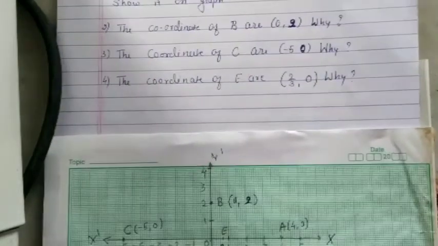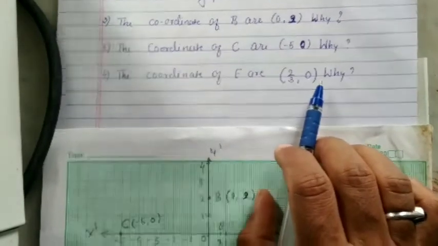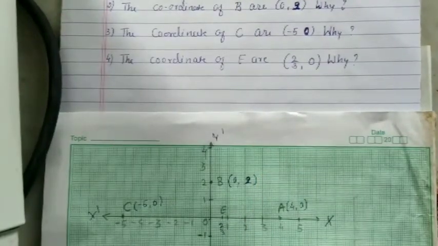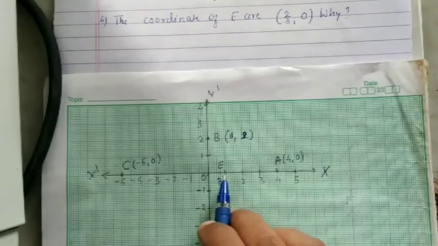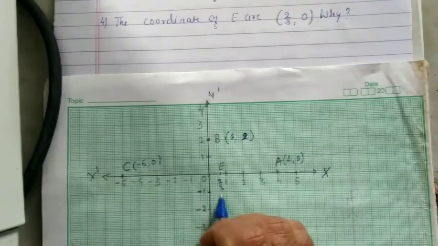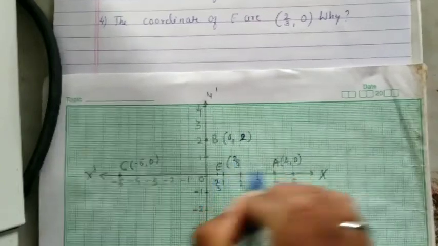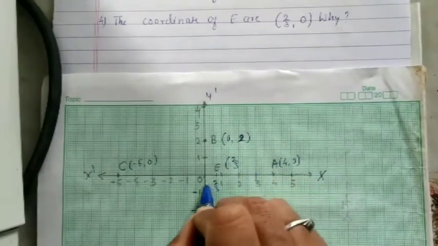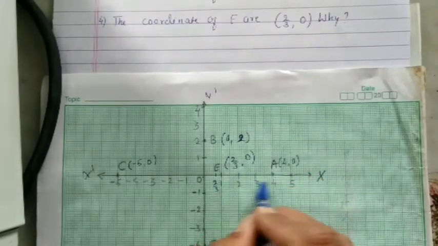Now the last question: the coordinates of E are 2/3 and 0. So how can you show 2/3? That is a fraction value, right? So you have to divide them. If you divide 2 by 3, what do you get? 0.6. So in 1 unit there are 10 lines, and among those 10 lines you have to place this value at the 6th line, and that is 2/3. So the value of E is 2/3. It is positive, so it is on the right-hand side of the origin on the x-axis, and it is 0 on the y-axis, so that's why it is on the x-axis.